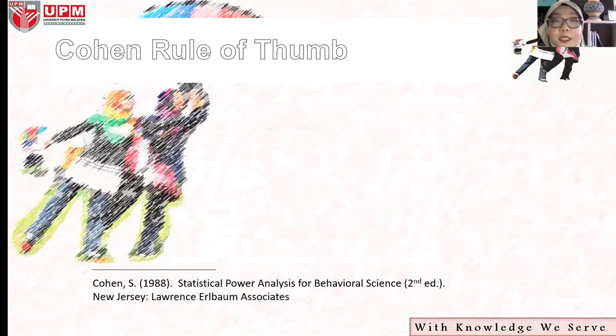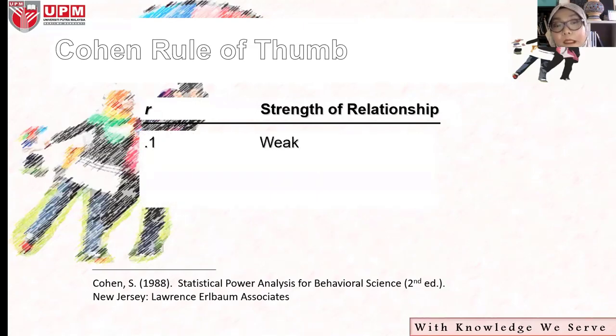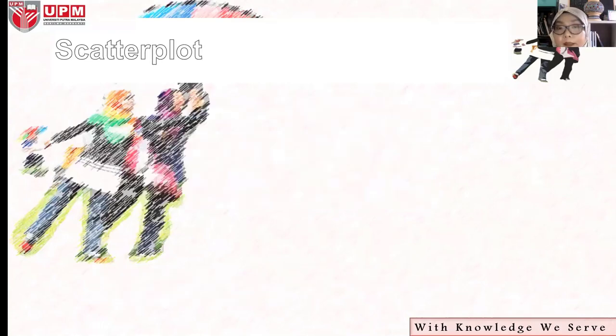Okay, so another computation that we can use, as an alternative to Guilford rule of thumb, is Cohen rule of thumb. Compared to Guilford, who provided us with 5 levels, Cohen just provides us with only 3 levels. So r of 0.1 equals a weak relationship, 0.3 equals medium, and 0.5 and above is considered high. This one you can also use.